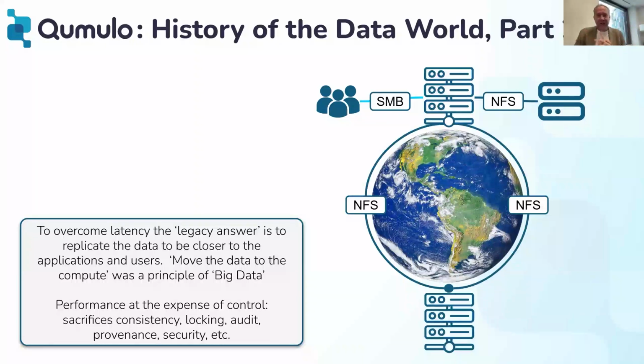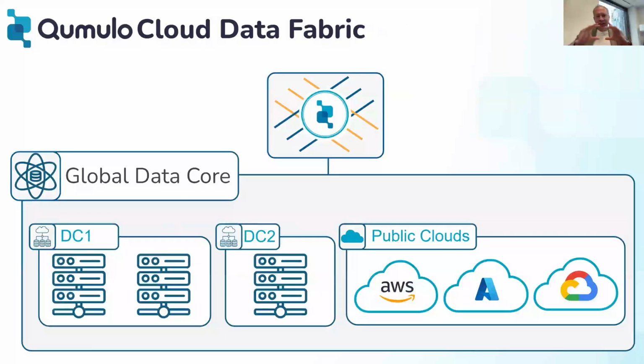Next slide, please. First step in solving it is, how do we take not just a data set, not just a cluster, not just a cluster of clusters or two clusters in a data center. We take multiple data centers and multiple public clouds, wrap our arms around this. This is a global data core. This is one large elastic pool of data.